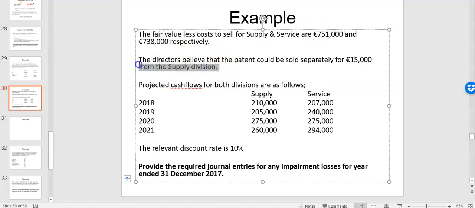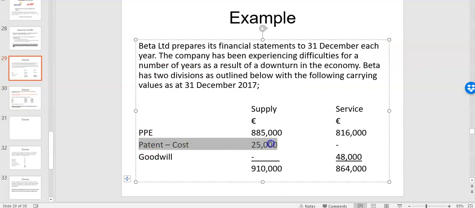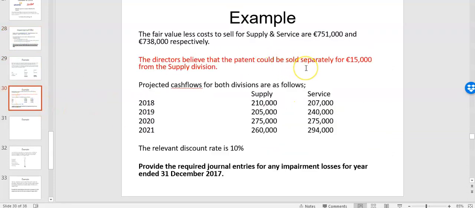And we're also, think about why I'm told that. Why am I told that the patent could be sold separately for 15,000? So this patent here could be sold separately for 15,000, which means you cannot impair it below 15,000. You cannot impair it below its own recoverable amount, right? Because that's what it can be sold for.